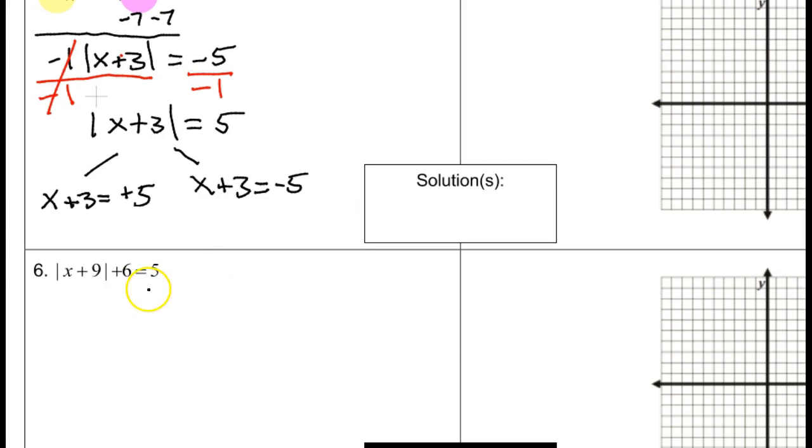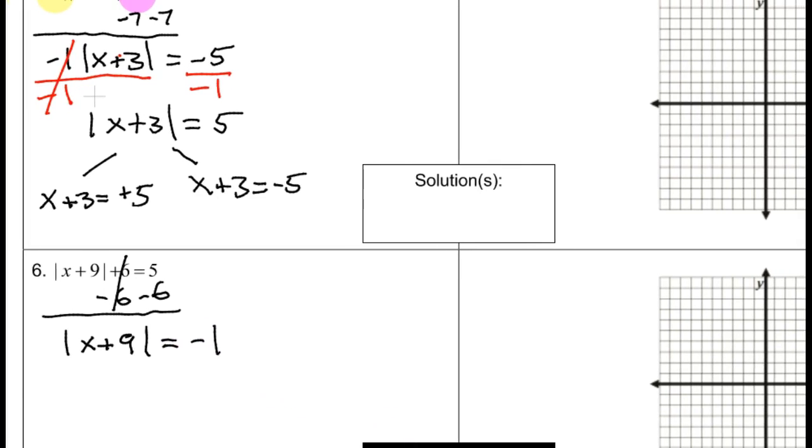On number 6, a little different, something that we already know the answer is what? What's the answer on number 6 according to the graph? No solution. Yeah, 2 lines don't intersect on number 6 graph. So here's how you know if you have a no solution. If the absolute value, when there's nothing else around, you just have absolute value, if that equals a negative, okay, that means absolute value equals a negative number. That's how you know it's no solution.